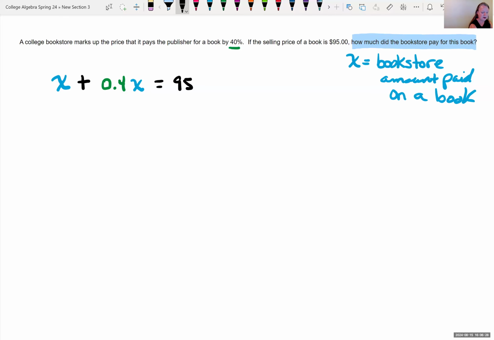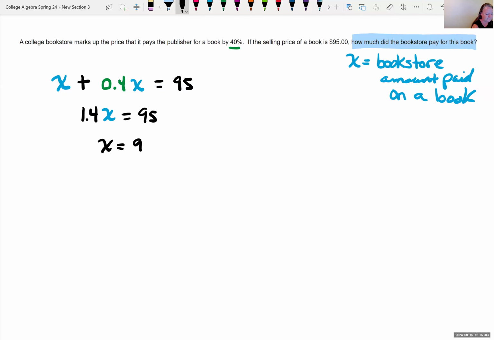$95, which again, I don't need that decimal 0.00. I could put it in there if I like. Or you can think of it as the student is paying 140% of the price the bookstore paid. And you'll notice that if I added that together, this x plus 0.4x, well, that's 1 plus 0.4 is 1.4. So this is 1.4x is equal to 95.